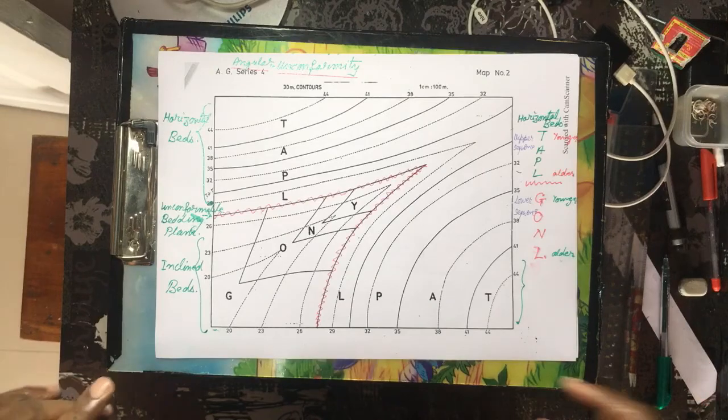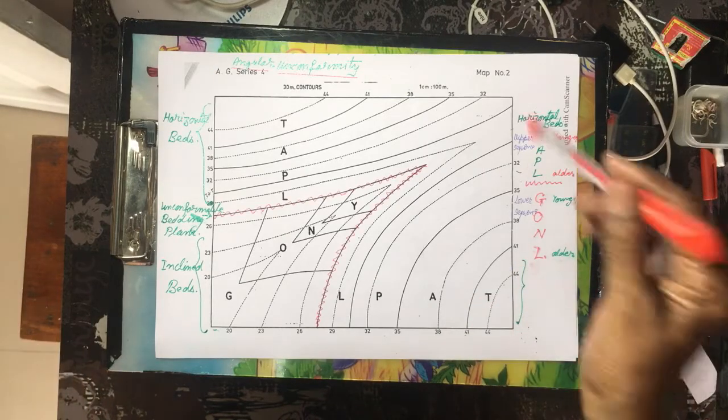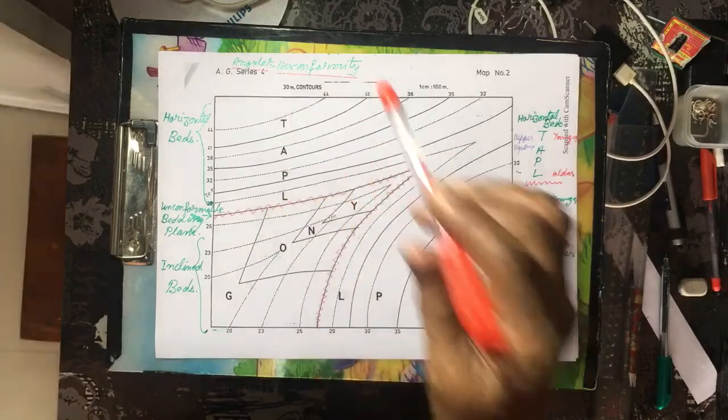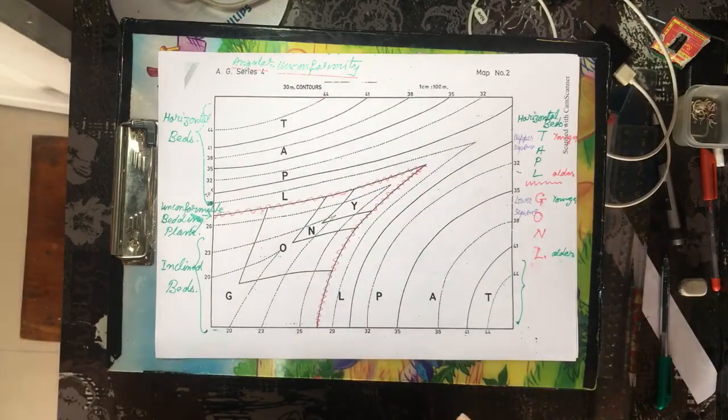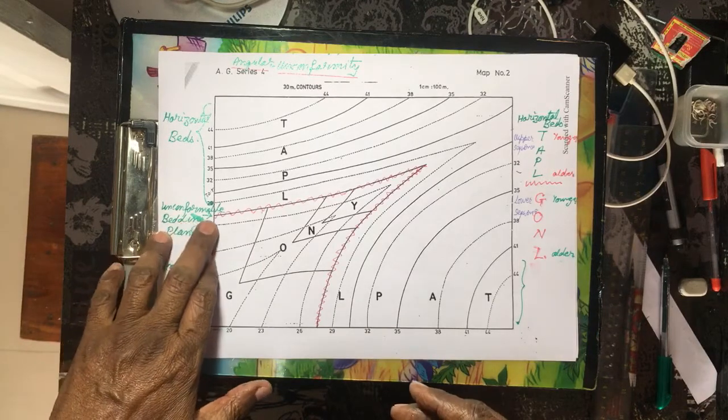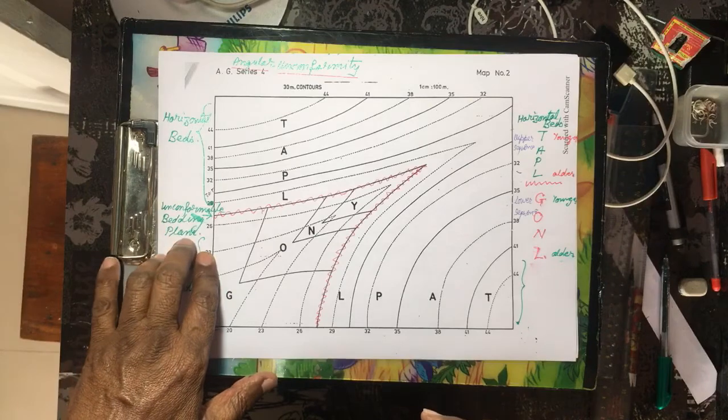Interpretation of the map. This is map number 2, indicating angular unconformity. There are two sequences of formations: one is the upper sequence, another is the lower sequence. In between the upper sequence and lower sequence there is an unconformable bedding plane; unconformity is available there.